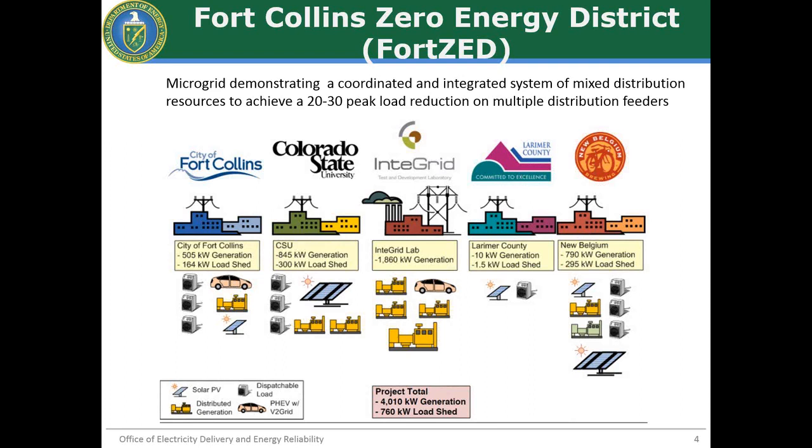So in this RDSI solicitation established in 2009, the goal of that project is to demonstrate that microgrid can be utilized to reduce the peak load by at least 15%. Fort Collins is already demonstrating that it can reduce the peak load by more than 20%. The resources being used here in Fort Collins are photovoltaic, microturbines, dual fuel combined heat and power systems, reciprocating engines, backup generators, wind, plug-in electric vehicles, and fuel cells.